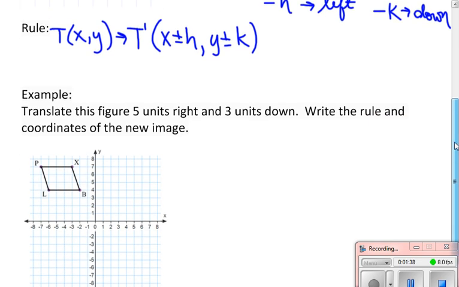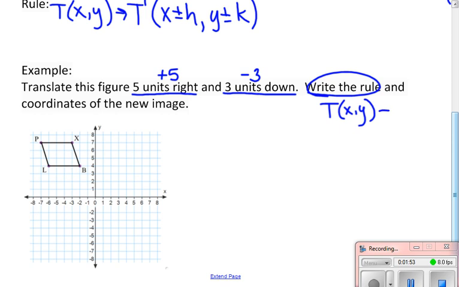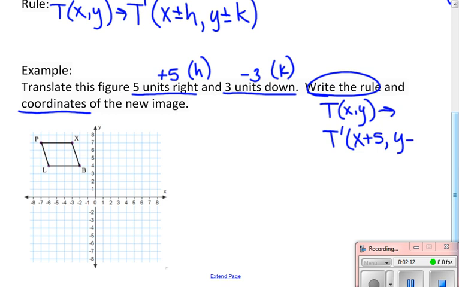So when we look at an example in words, it says translate this figure 5 units right and 3 units down. Write the rule, two parts: write the rule, that's T of (x, y) will become T prime of something, and find the coordinates. So we need to do both. My units right is my h, my units down is my k. So I'm going to take every x and add 5, and every y and subtract 3, and that will give me my new point.